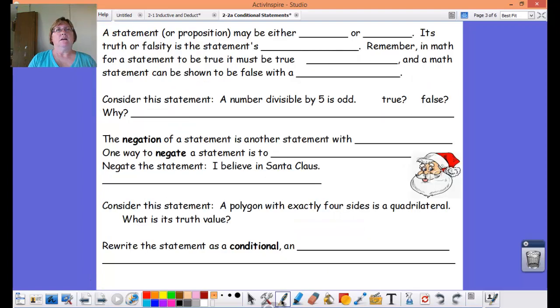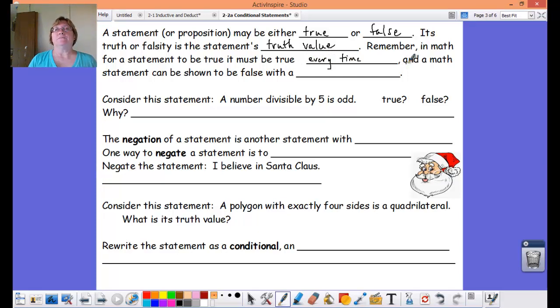and on we go. All right, today's lesson is going to include a lot of language, and we're going to learn some new words, so I'm going to ask you to pay special attention to this page. A statement or proposition may be either true or false, as we said on the previous screen. Just because somebody said something doesn't mean it has to be true. Its truth or falsity is called the statement's truth value. Again, all that truth value just means is, is the statement true or false? And in math, as you recall, if a statement is going to be called true, it has to be true every single time. Not just hit or miss, but every single time.